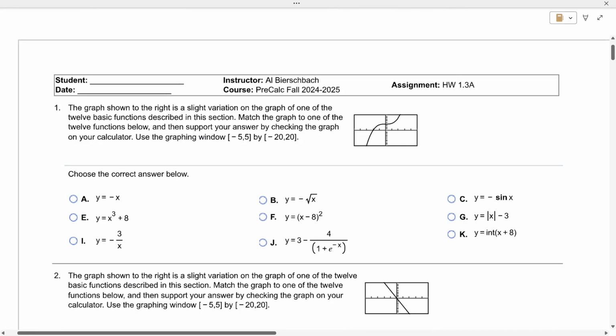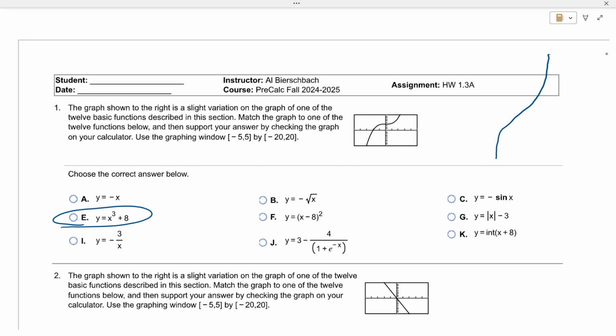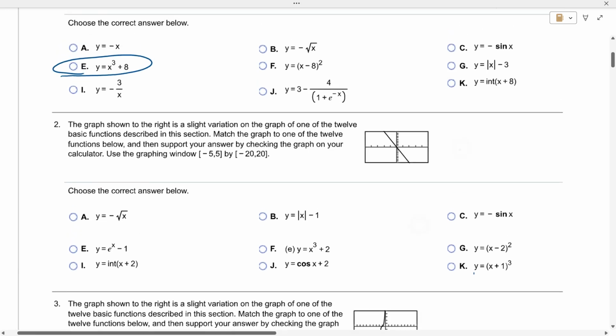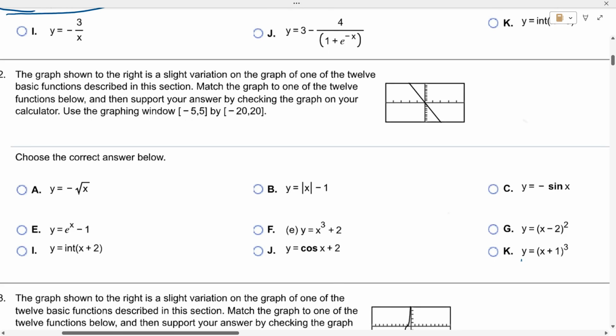All right, this function, out of those 12 functions, what starts at the bottom and ends up at the top? What function of the 12 is that, do you think? Cubic. That looks like a cubic function. So which of these is cubic? Well, choice E is cubic. And it says, well, it's like that, but they did something to it. Well, they moved it up 8 spaces. Okay, the plus 8 moves things up 8 spaces, cubic function. There you go.